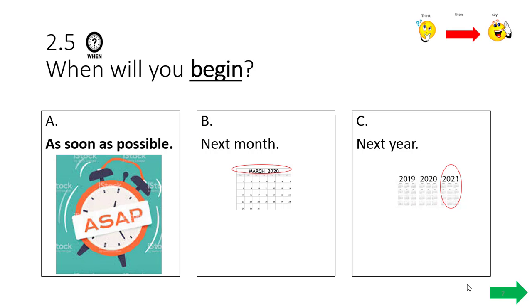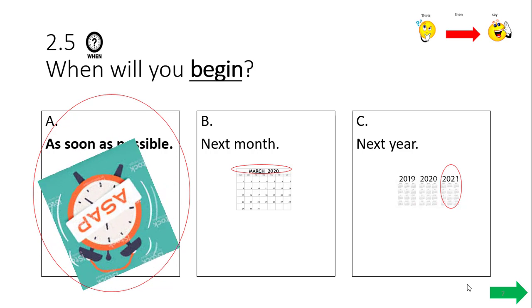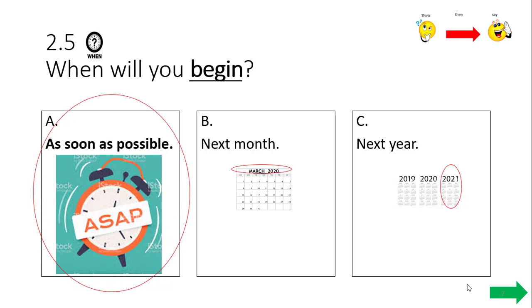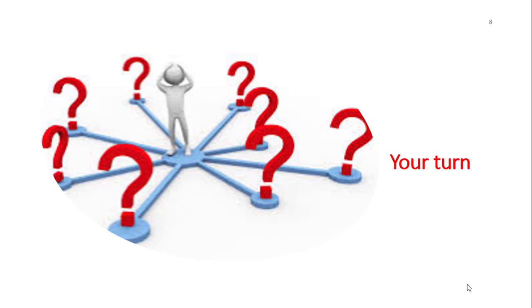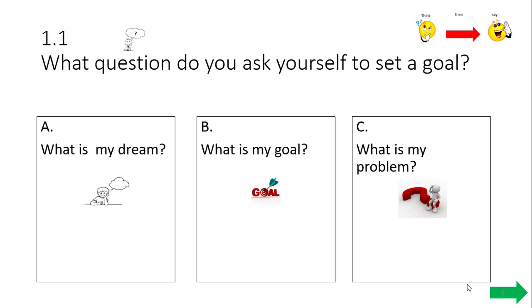Tool number 1. Number 2.5. When will you begin? Isaiah, point to A. A is your answer. As soon as possible. The symbol helps us to remember ASAP or as soon as possible. You're beginning this week.